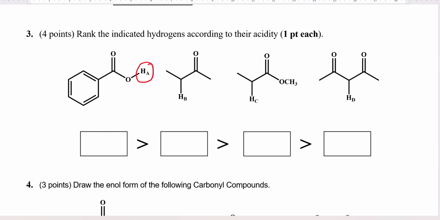Question 3, we would like to rank these hydrogens based on their acidity. Hydrogen A is attached to the oxygen in a carboxylic acid, so it's the most acidic one. HB is on the alpha position of a ketone, HC is on the alpha position of an ester, and HD is on the alpha position of a 2-carbonyl group. So the 2-carbonyl group has more effect on acidity, and HD is next. Between ester and ketone, always aldehyde and ketone have more acidity compared to the ester. So then we have HB and HC.